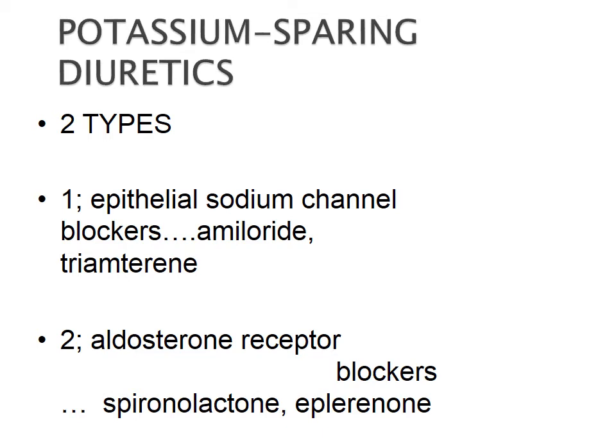As I told you about the structure of the nephron, here is the distal segment of the nephron. These diuretics basically work there. As the name indicates, they are potassium-sparing diuretics. The other ones are the diuretics which excrete potassium, which is why they cause hypokalemia. These diuretics spare the potassium, so they cause hyperkalemia.